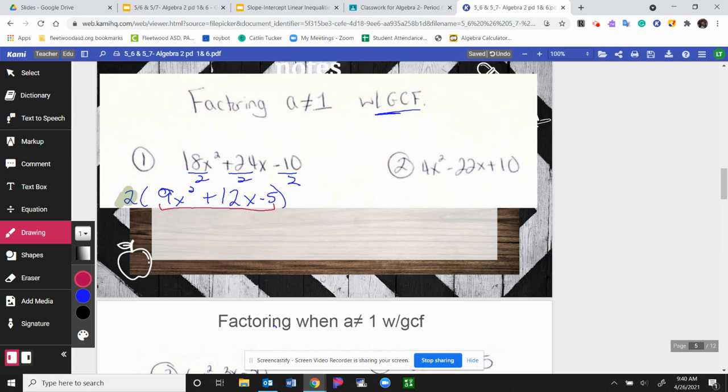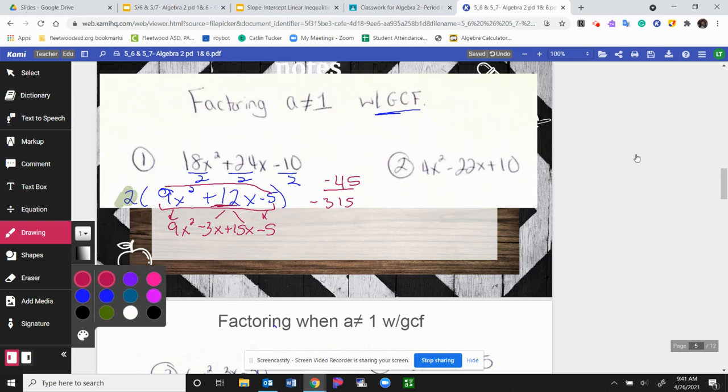So A is not equal to 1, so that means I need to multiply my first and my last numbers. So 9 times 5 gives me 45. Okay, and then I'm looking for two numbers that are going to add together to get your 12, which is going to be -3 and 15. So I'm going to split that middle term, -3x plus 15x, bring down that first term, bring down that last term. Okay, so now we're at this grouping part.